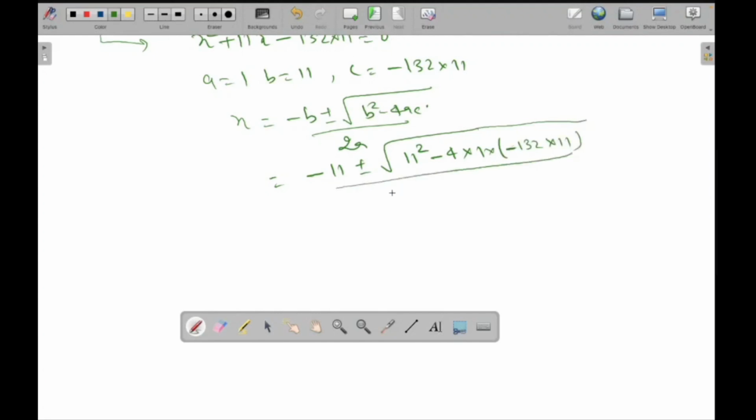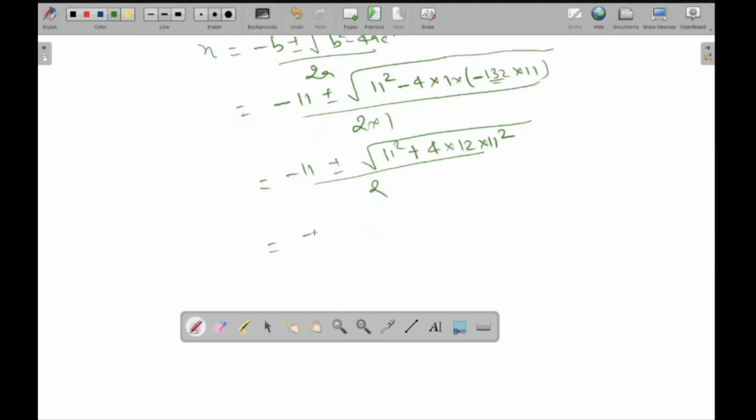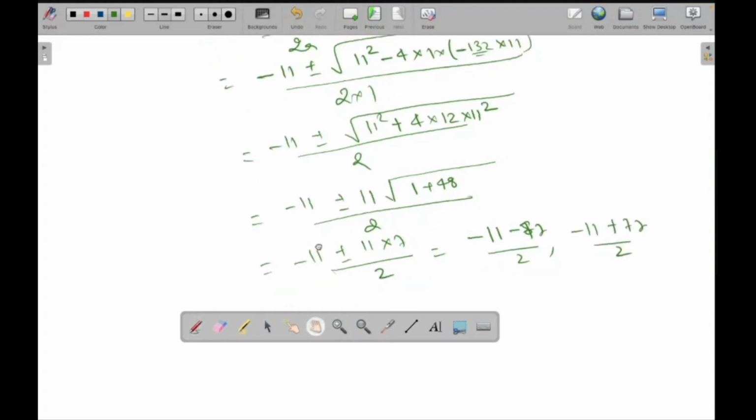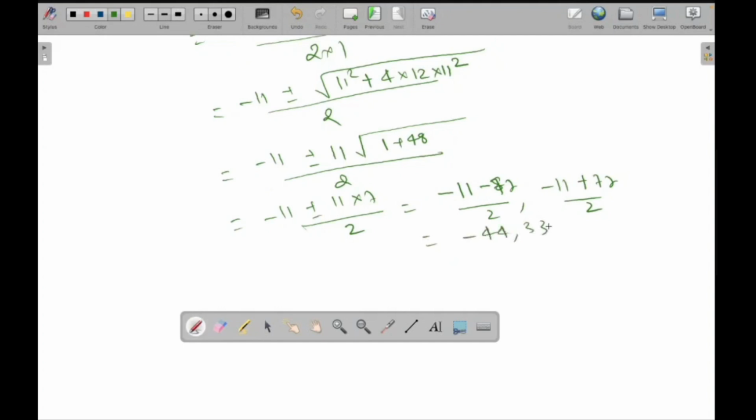Now here the denominator is 2 into 1. This will become minus 11 plus minus square root of 11 square plus 4 into 132. I have just factorized and I know that 132 is equal to 12 into 11. There is another 11 here, so there is 11 square here. I can take 11 common and take it out. This will become 1 plus 48, divided by 2. This will become minus 11 plus minus 11 into 7 divided by 2. You can still write it as minus 11 plus minus 77 by 2, which will be minus 44 and plus 33. And again, we got this.